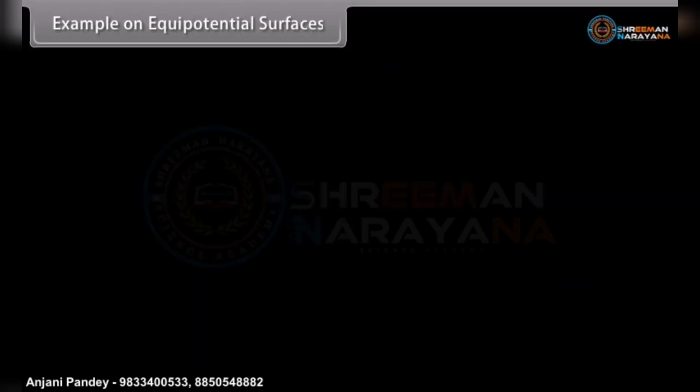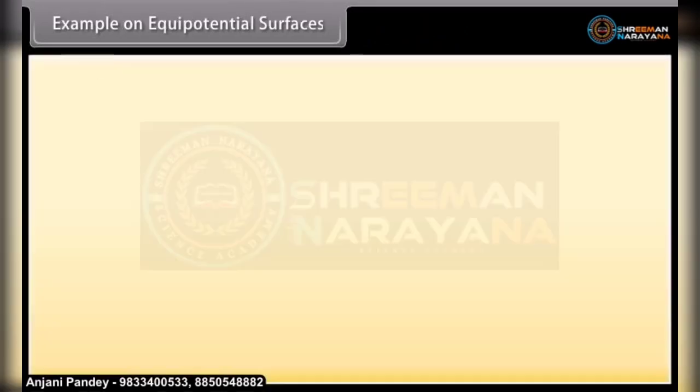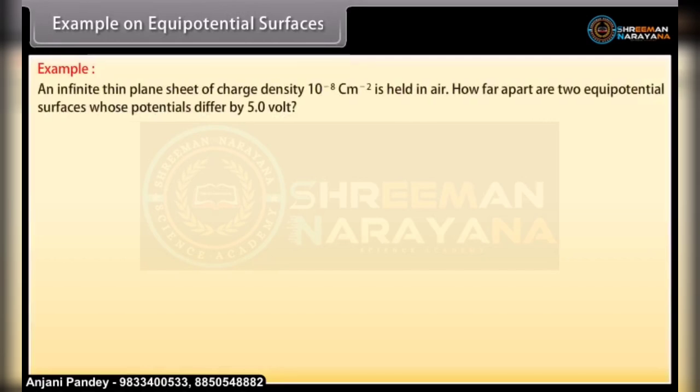Example on equipotential surfaces. Let's take an example on equipotential surfaces. An infinite thin plane sheet of charge density 10 raised to the power minus 8 coulomb per meter square is held in air. How far apart are two equipotential surfaces whose potentials differ by 5 volt?